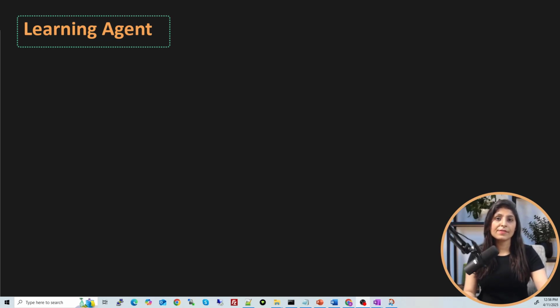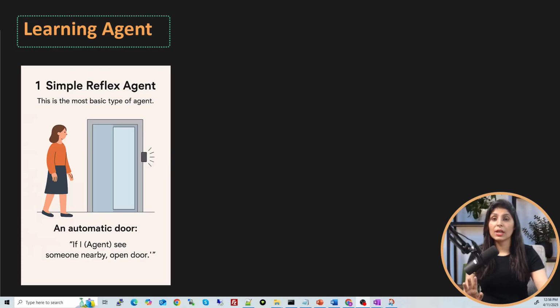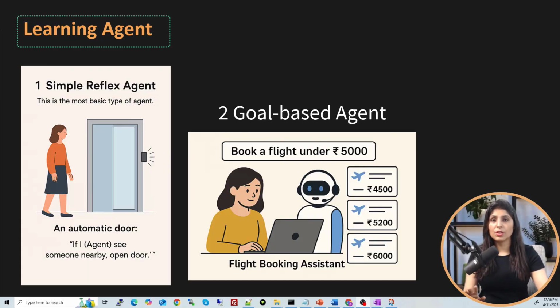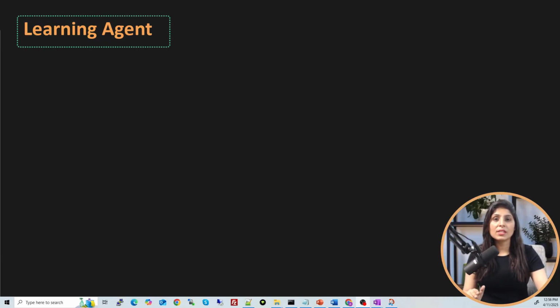So guys, so far we have seen the implementation of two types of AI agents. First one is reflex agents, which react instantly to the inputs, and the second one is goal-based agents, which choose actions based on the goals. And today we are going one step ahead and we will be learning about a much smarter type of agent, which is learning agents. So let's start with the basics.